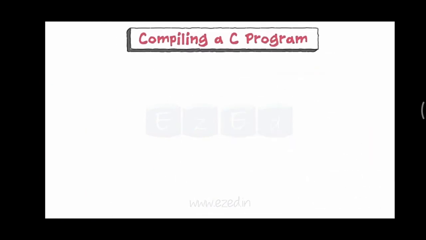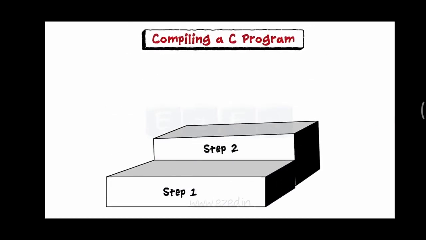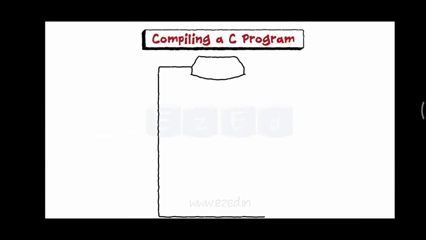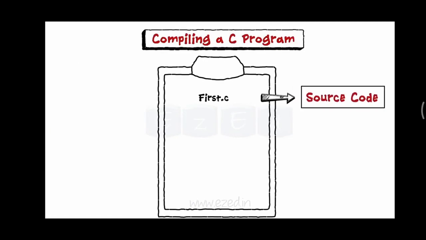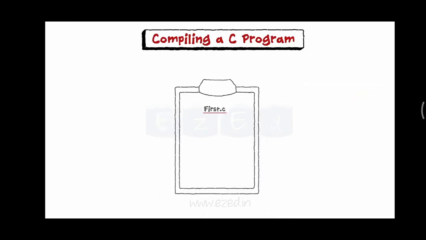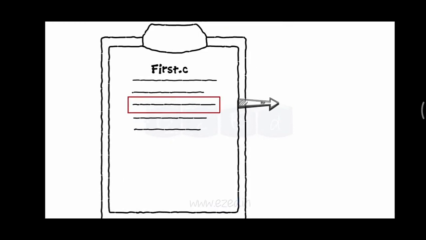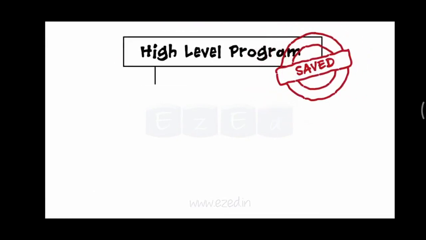Let's learn the compiling process of a simple C program. We have divided the entire process into steps. The C program is written in an editor and saved with .c extension. This is called as source code. Example, first.c. Further changes to the source code can be made by opening the editor and modifying it. Once the program is written in high-level language and saved, it needs to be compiled into machine language in order to execute it.